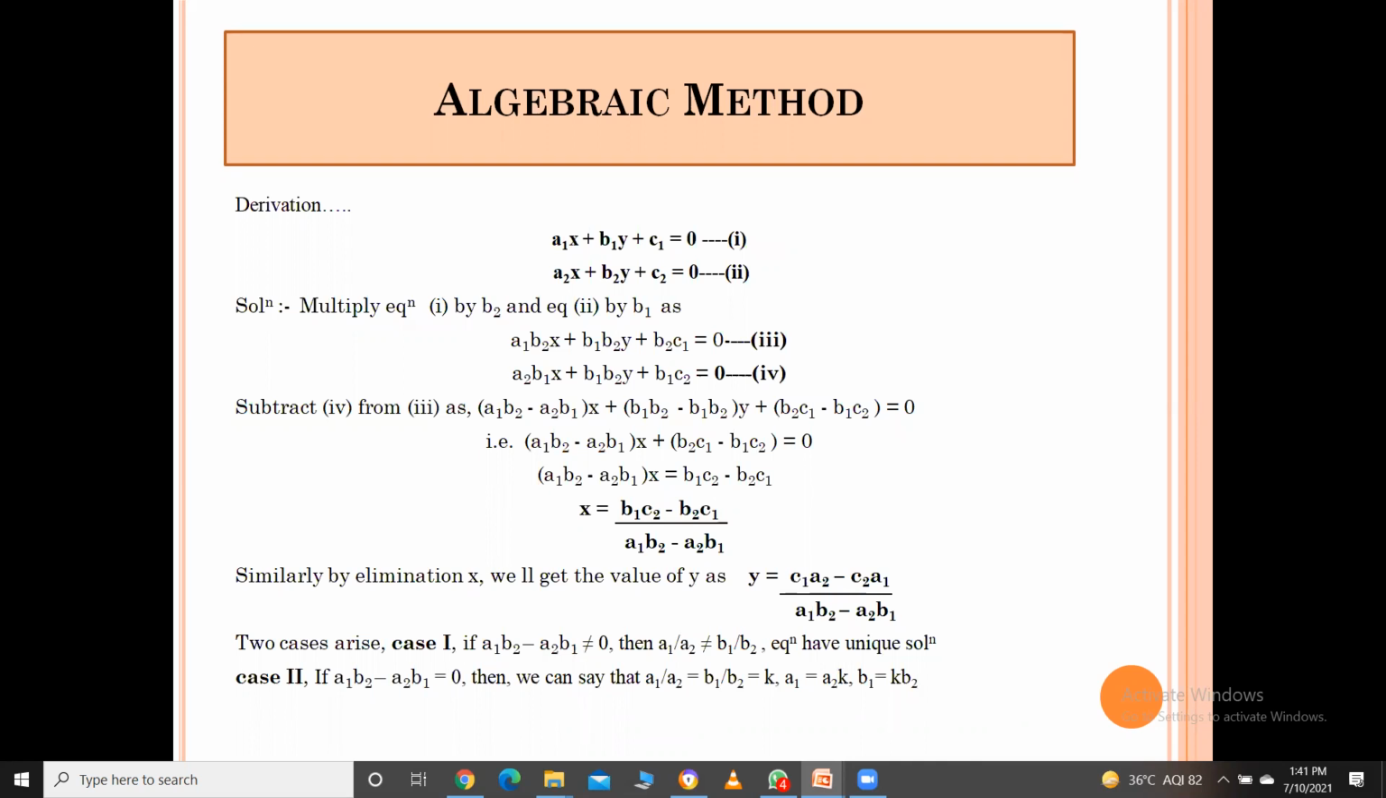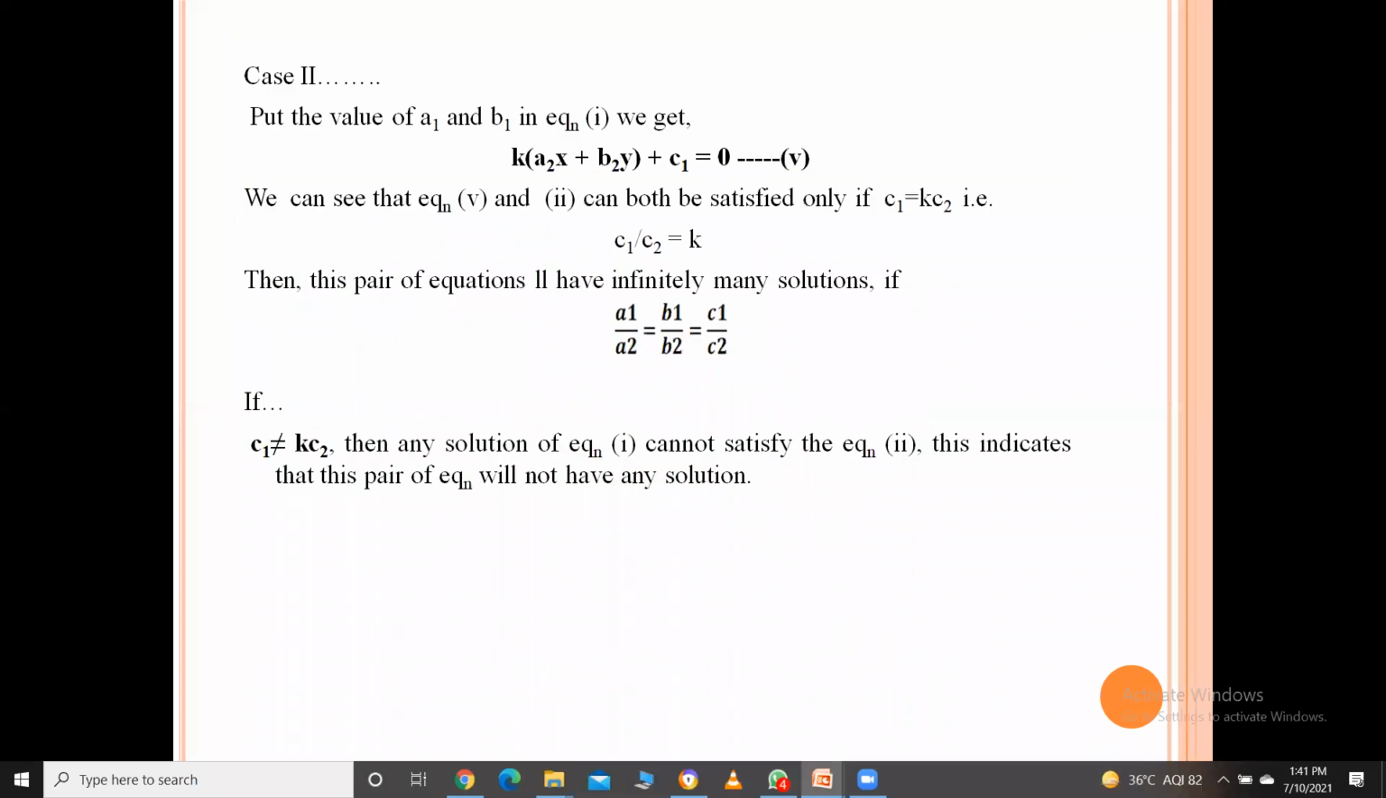Here three cases arise. If a1b2 - a2b1 is not equal to 0, then a1/a2 is not equal to b1/b2, and this pair of equations will definitely have a unique solution. If a1b2 - a2b1 is equal to 0, then a1/a2 = b1/b2, and it becomes equal to the constant ratio c1/c2. Then this pair of equations will have many solutions. If c1 is not equal to kc2, that means a1/a2 = b1/b2 is not equal to c1/c2, then this pair of equations will not have any solution.